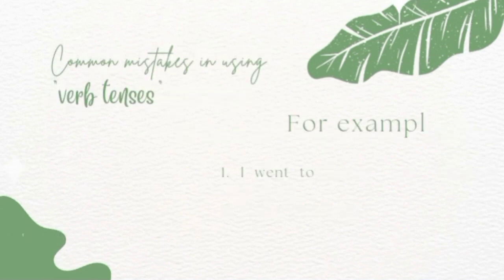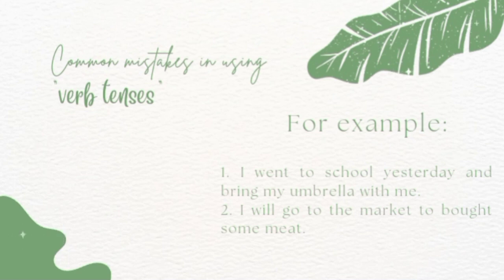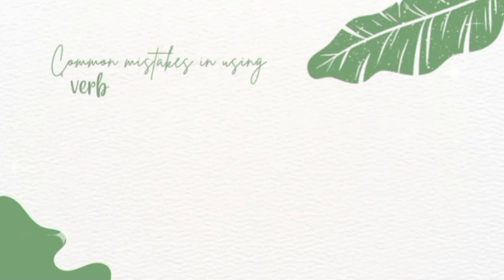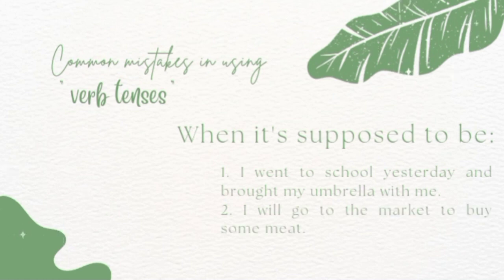The next common error is the use of verb tenses. For example, I went to school yesterday and bring my umbrella with me. Next is I will go to the market to buy some meat. When it's supposed to be, I went to school yesterday and brought my umbrella with me. I will go to the market to buy some meat. We must know that verb tenses tell your reader when the action takes place, like in the past, present, or future. When writing anything, you want to be consistent on verb tense unless there's a good reason to switch tenses.